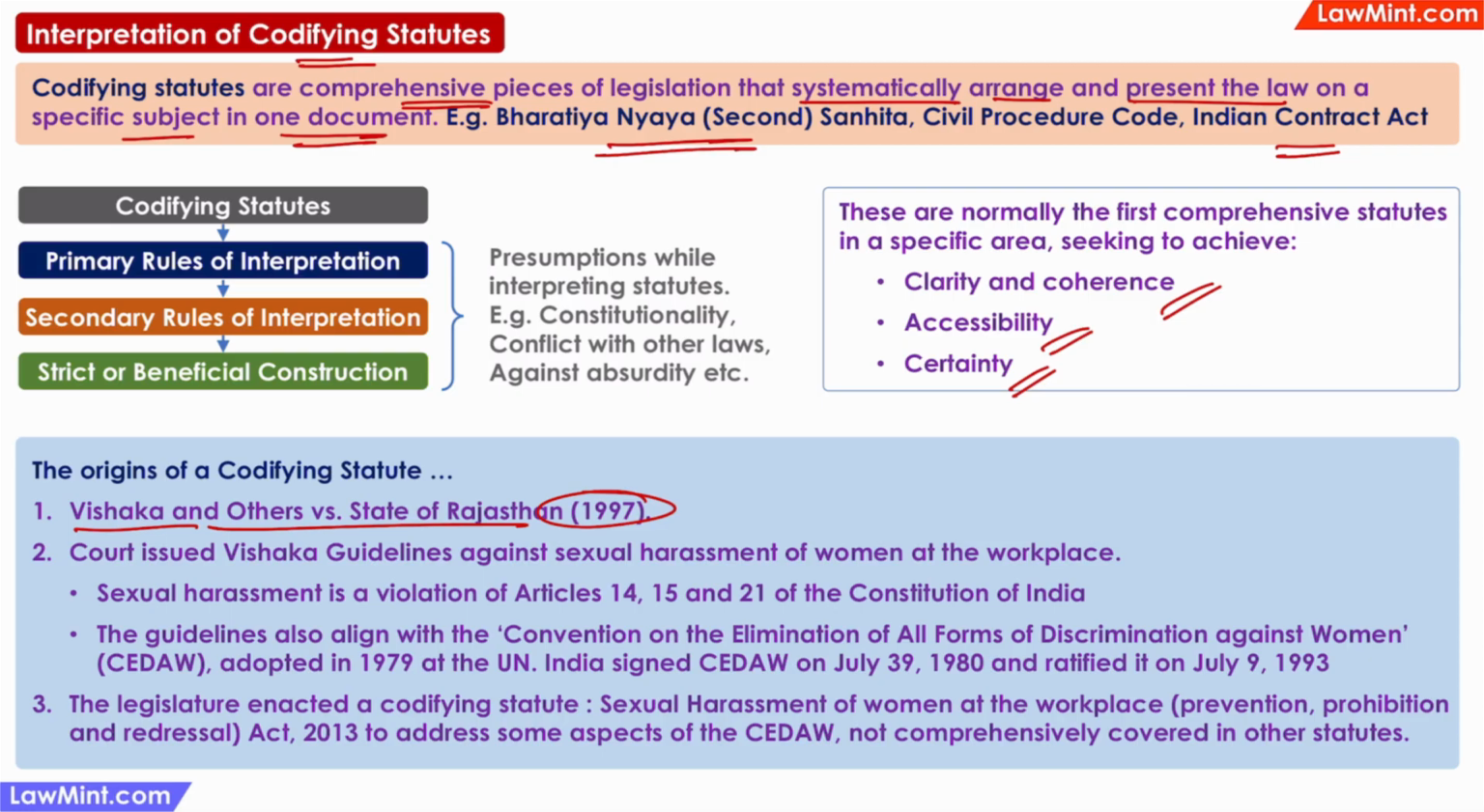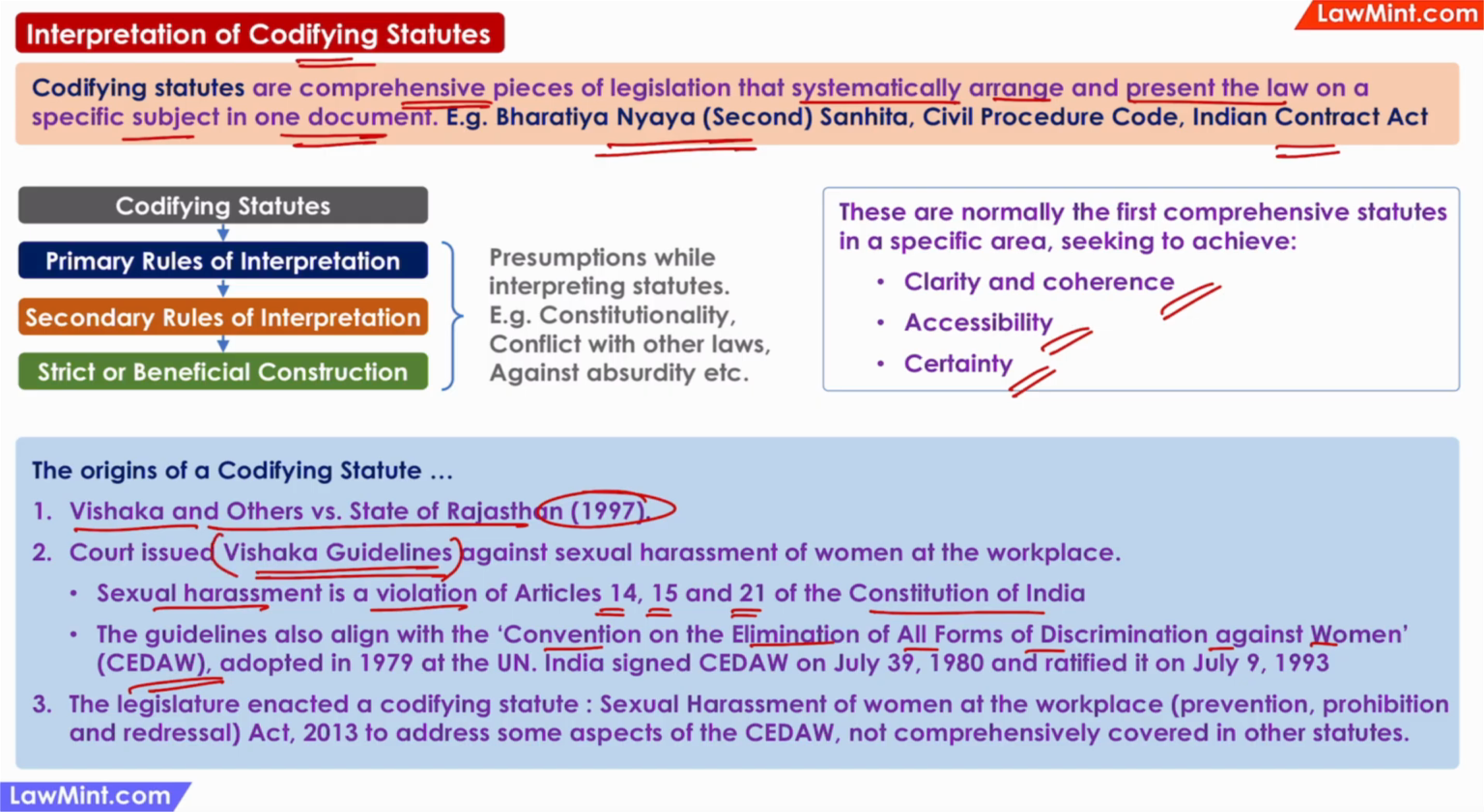First of all, the court noted that sexual harassment is a violation of Articles 14, 15 and 21 of the Constitution, and also that India is a signatory to the UN Convention on the Elimination of All Forms of Discrimination Against Women, or CEDAW. Therefore, there was a need to have one comprehensive codifying statute to deal with this important issue. And in the absence of any such specific codifying statute, the court published a set of guidelines which were popularly known as the Vishaka Guidelines in 1997.